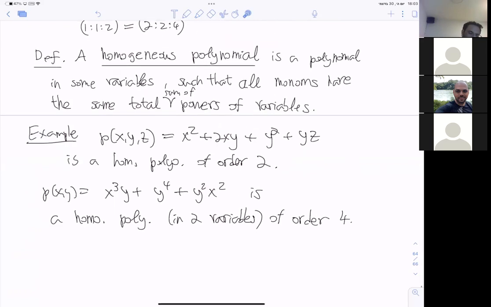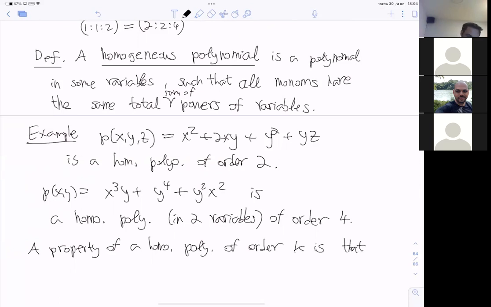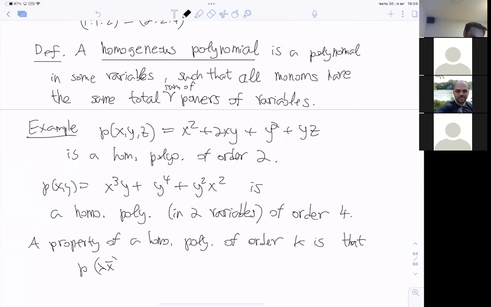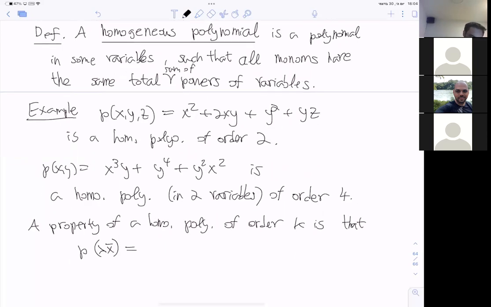Okay, and the property of a homogeneous polynomial of order k is that if you put in your input some scalar multiplied with your vector of variables, you can take out the scalar in a power of k of P of x.